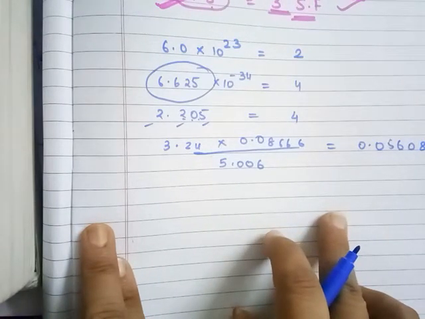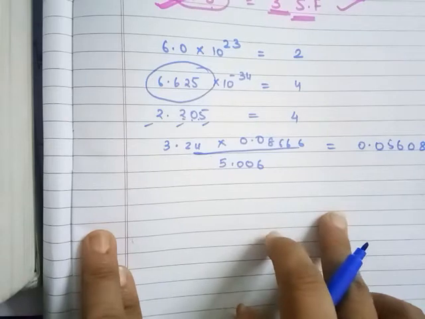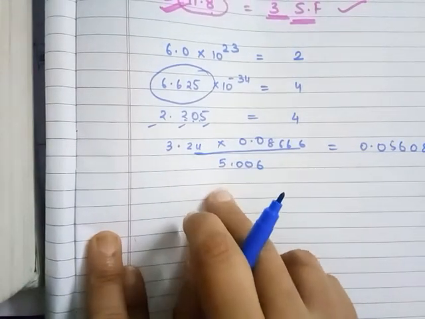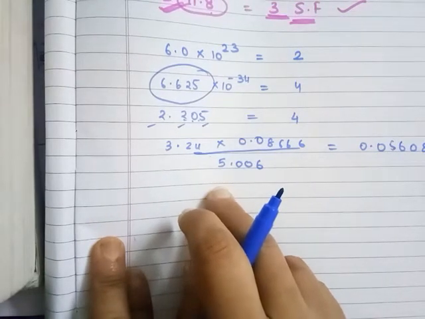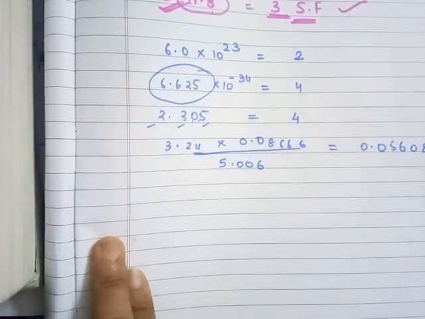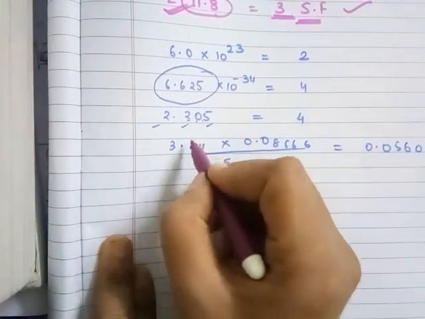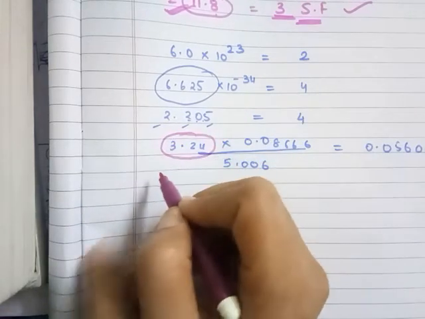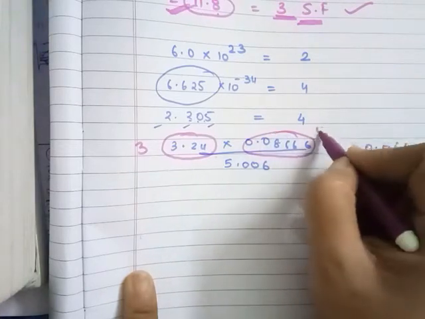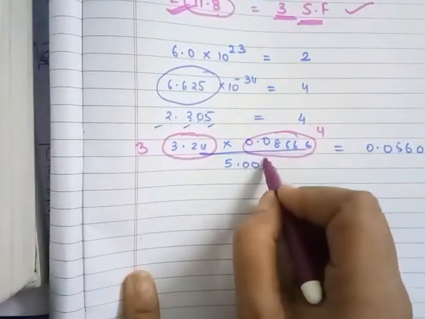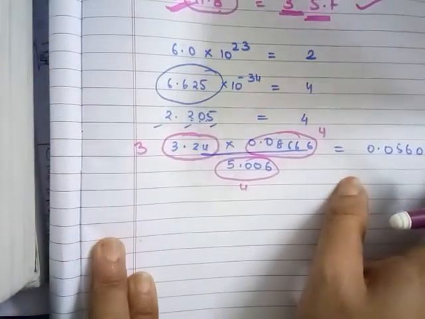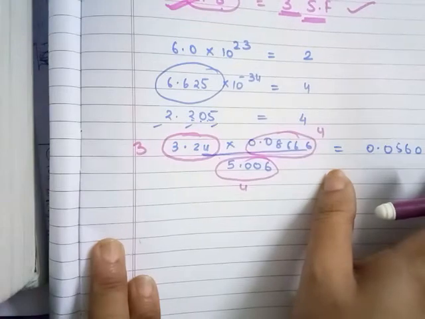Now how to write the answer? Till how many decimal places should we report our answer? When we do multiplication and division, we need to write the result with the minimum significant figures from the numbers given. So the numbers that are given contain how many significant figures? Let's see. The first number has 3 significant figures. The second number has 4 significant figures. And the denominator also has 4 significant figures. So we should have the result with 3 significant figures.